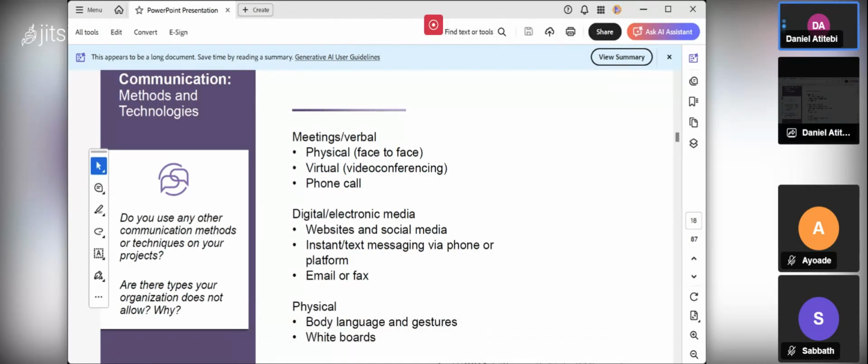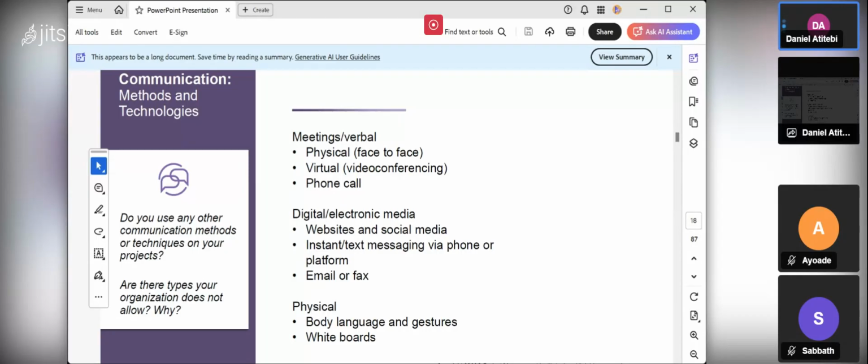When I say meeting of verbal, whereby I can see you, my team member, face to face, I can see the stakeholder face to face, I can talk face to face, I can communicate face to face. You give me an instant response to the question I may ask you about the project. It could be virtual, video conferencing or audio conferencing to communicate information that is relevant to how the project will move forward. Or it could be a phone call.